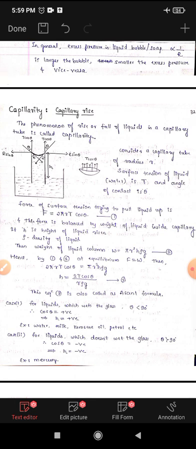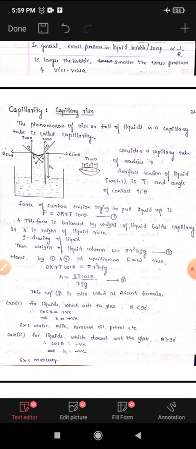The liquid goes inside the capillary tube, and it may rise or fall in the liquid inside the capillary tube. That rise or fall phenomenon is known as capillarity. That is, the phenomenon of rise or fall of liquids in the capillary tube is called capillarity.